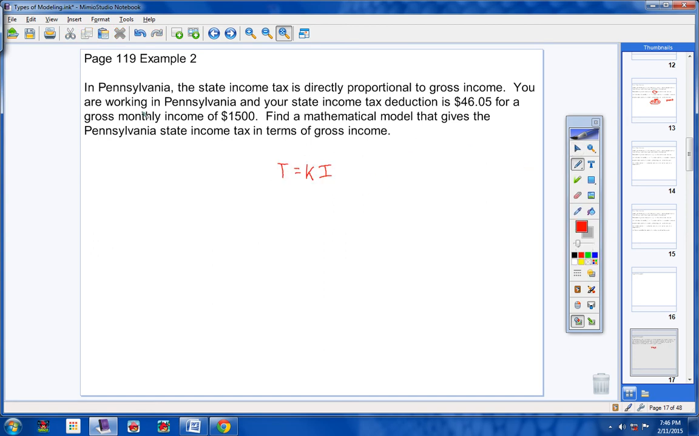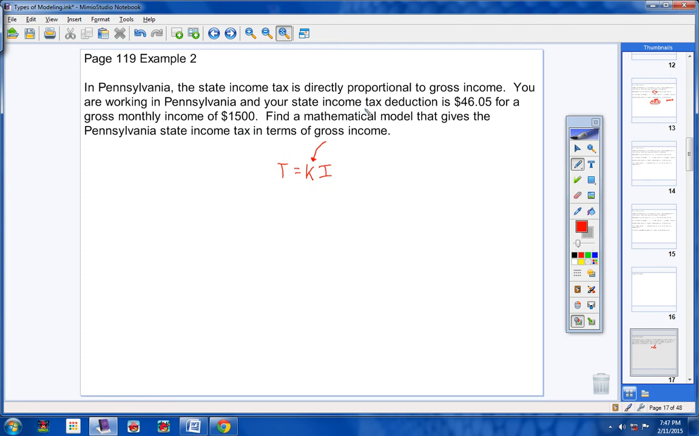All right, here we go. You are working in Pennsylvania, and your state income tax is $46.05. Your gross monthly income is $1,500. Find a mathematical model that gives the state income tax per month in terms of your gross income. In order to find a model, I just simply have to find k. Once I know what k is, I can write my model. This shouldn't be too difficult. They've given you a scenario that you can, quote unquote, plug into this formula and find what k is.